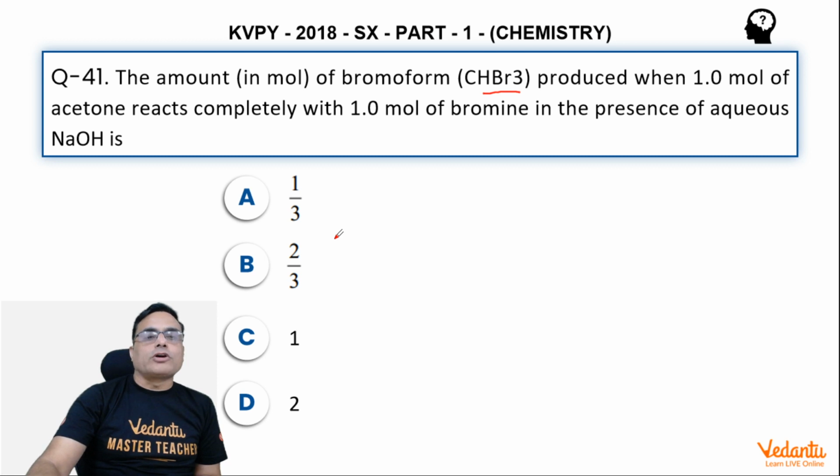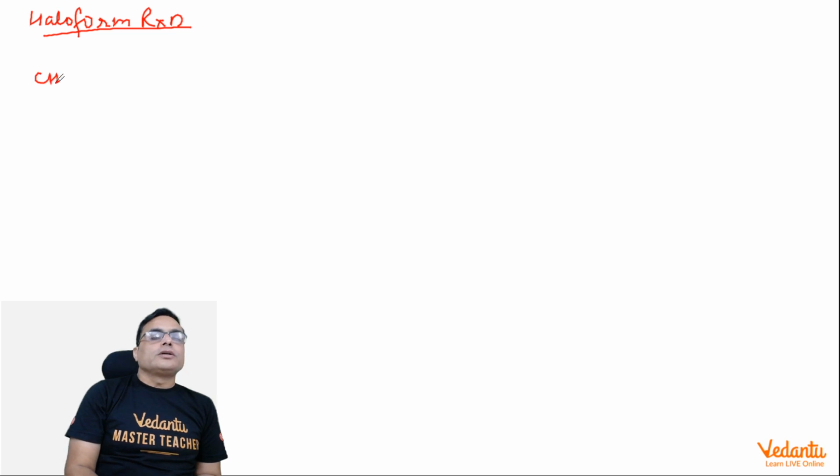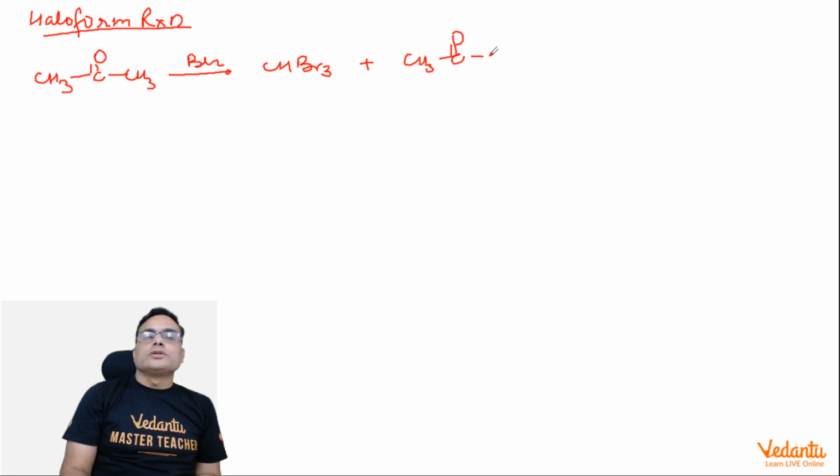So let us check haloform reaction first of all. It is the case of haloform reaction, bromoform in this case actually. So what happens basically, in reaction with acetone and bromine, we get CHBr3, and the other part of the molecule gives carboxylic acid. This is in presence of NaOH, of course.